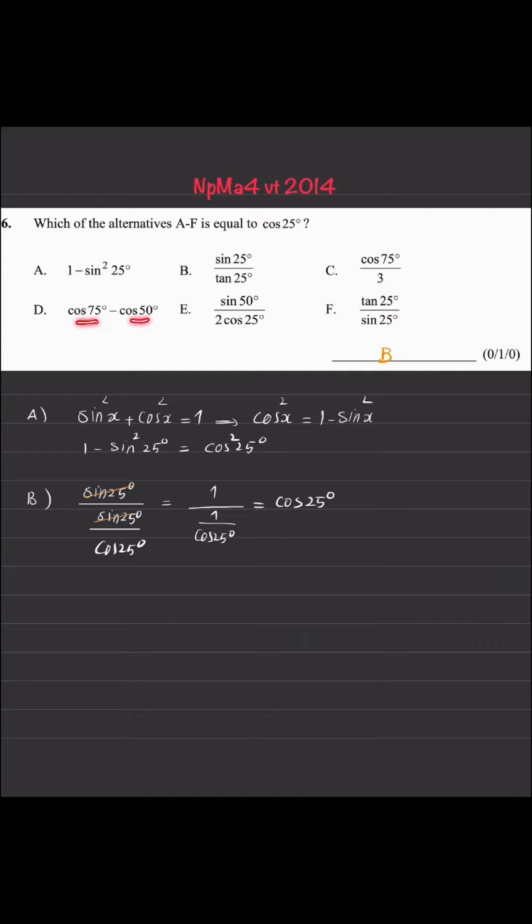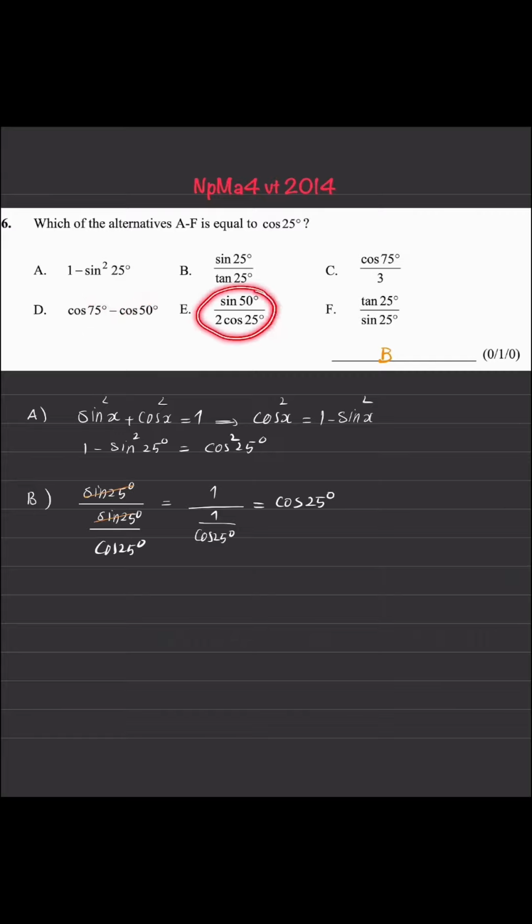Another common mistake that I have seen students make is that cosine of an angle minus cosine of the angle is the cosine of the difference between the angles. In other words, they think that this might be true, but we know that this is not true. Okay, so this is also not cosine of 25 degrees, so be careful about that.